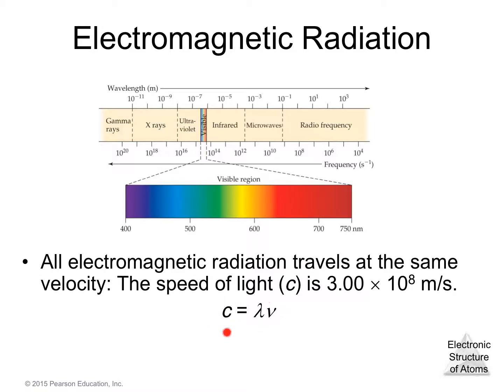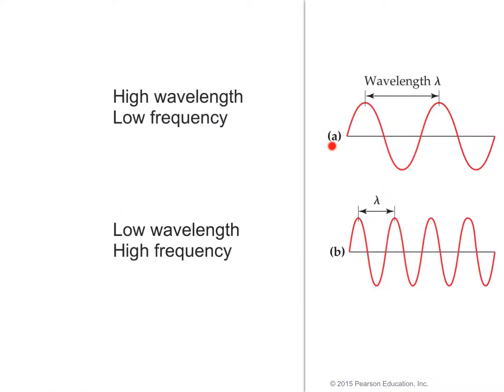Let's talk a little about this formula. c is the symbol used to represent the speed of light. This symbol is lambda, and it's used to represent wavelength. The symbol is nu, and it's used to represent frequency. So the speed of light would remain constant. As lambda, wavelength, increases, frequency decreases. The top wave in this picture has a high wavelength but a low frequency. This one has a low wavelength but a high frequency.